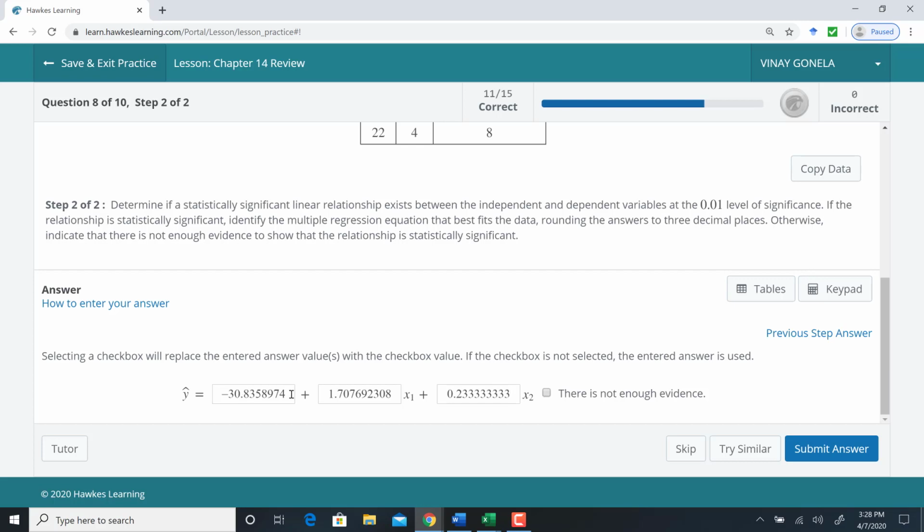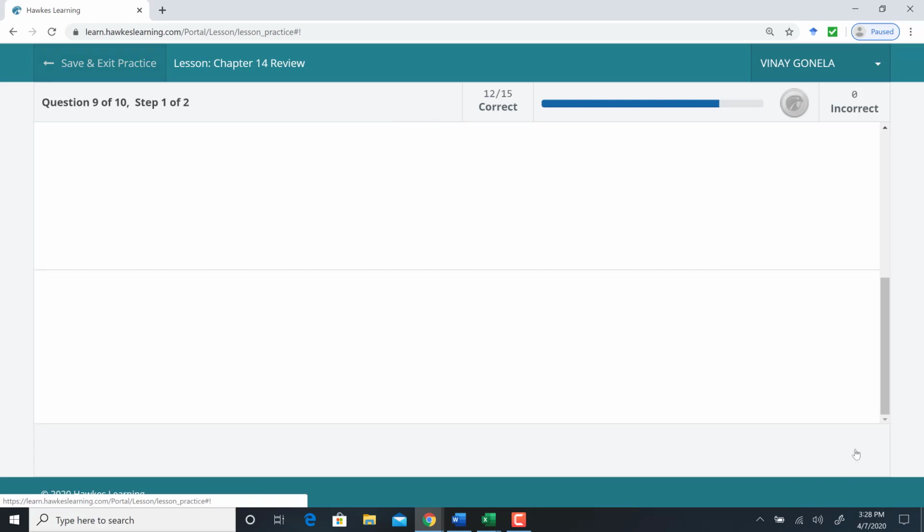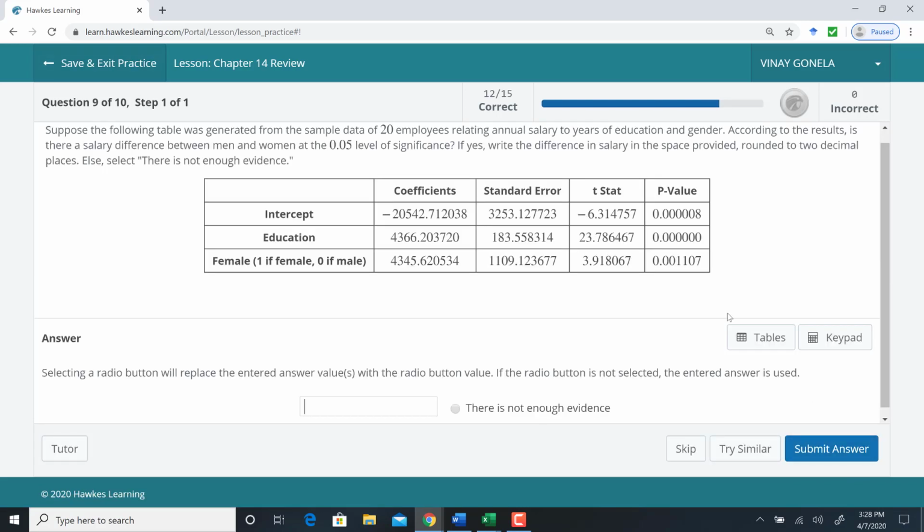So 3 decimals, I will just do 0.836 and then 707 and 0.233. So I'll submit this. So that's how you are going to solve these problems.